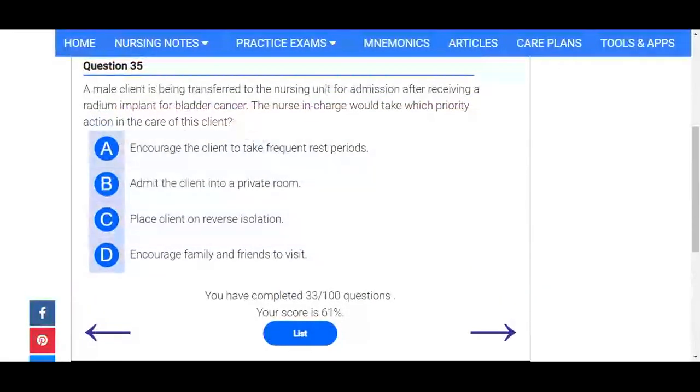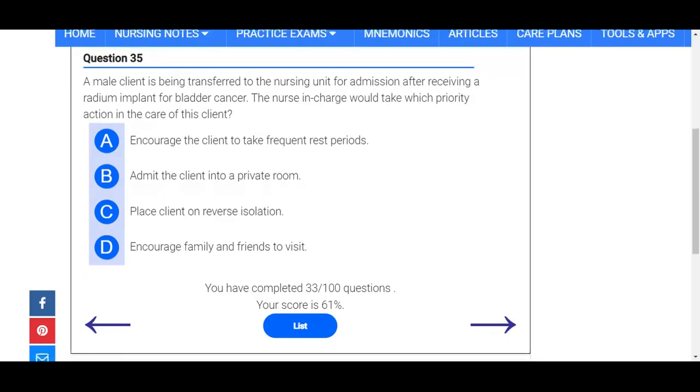Next one. A male client is being transferred to the nursing unit for admission after receiving a radium implant for bladder cancer. So the client is being transferred for admission, and there has been a radium implant for bladder cancer. The nurse in charge would take which priority action in the care of this client? So which kind of action will we take if we are the nurse in charge? Remember, there's this radium implant. Number one, encourage the client to take frequent rest periods.